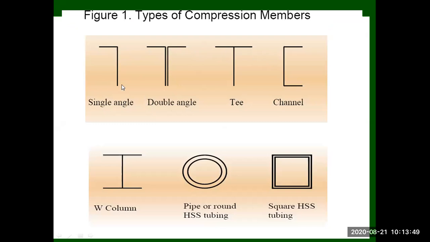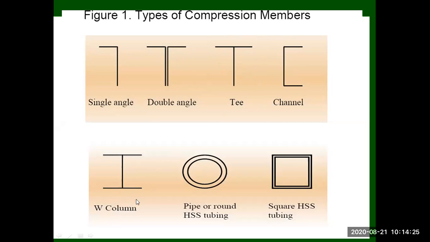Single angle: as we have seen in the tension member, a single angle we have used for the tension member. Here also we can use it as a compression member. Then a double angle, connected back to back, as we have seen in the tension member also. So a double angle we can use as a compression member. Then a T steel section we can use as a compression member. Then a channel again we can use as a compression member.